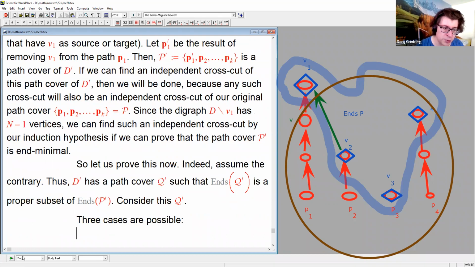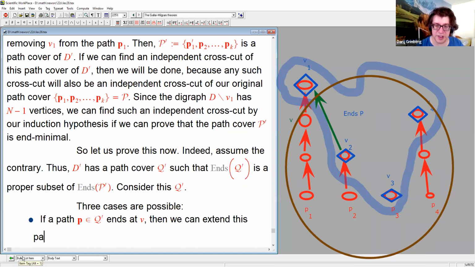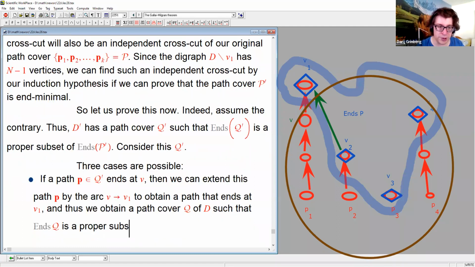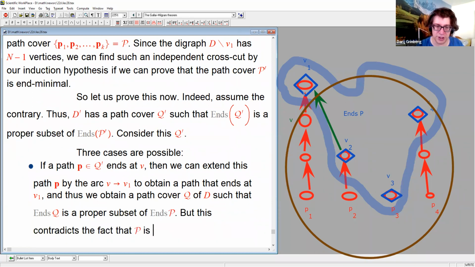One case is if a path P in Q prime ends at V, then we can extend this path P by this one arc that we removed here, the arc V to V1, to obtain a path that ends at V1, and thus we obtain a path cover Q of D such that ends Q is a proper subset of ends P. But this contradicts the fact that P is ends minimal.